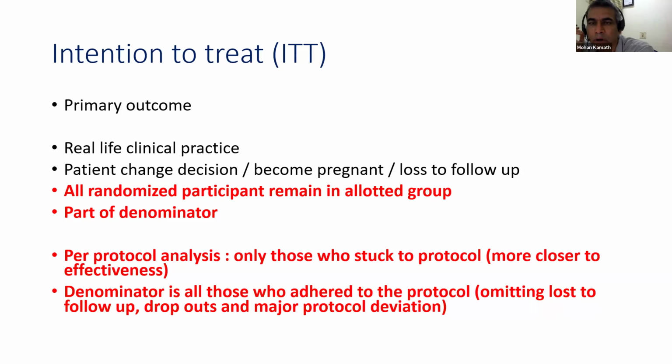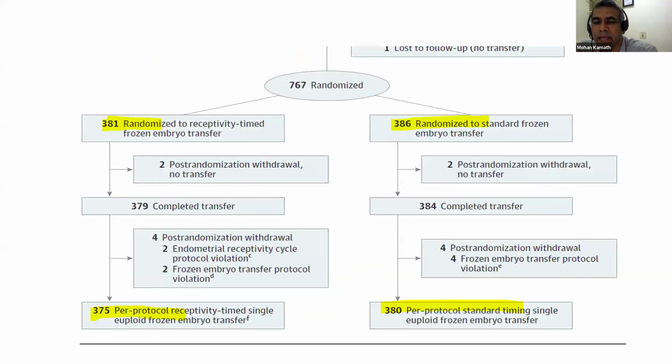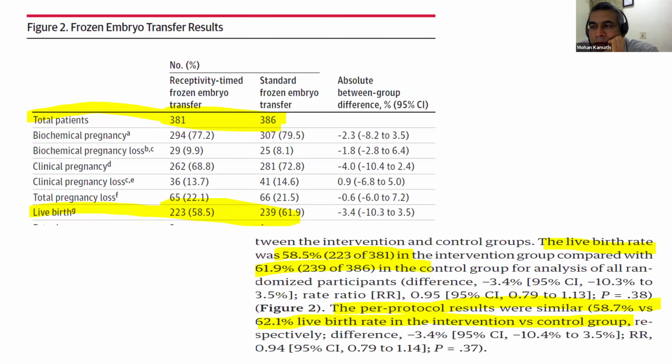Why these concepts are important, I will give you an example. I'm using the same trial, and you can see here that I have highlighted 381 were randomized to ERA and 386 were randomized to the control arm. And you can see the drop-downs, some for various reasons mentioned. So transparency is maintained, which is very important. And you have 375 and 380 finally per protocol. So remember these numbers. And now I will show you what the authors have done.